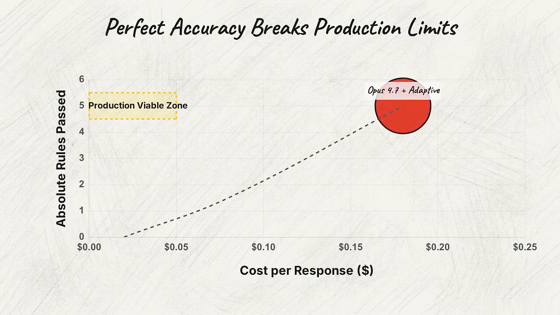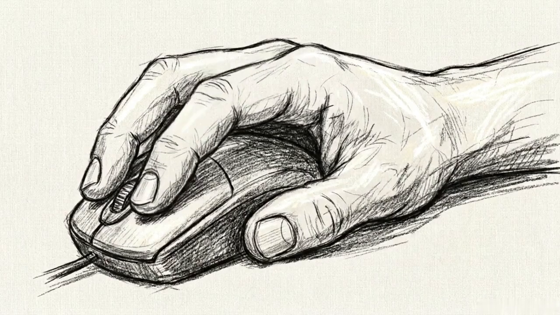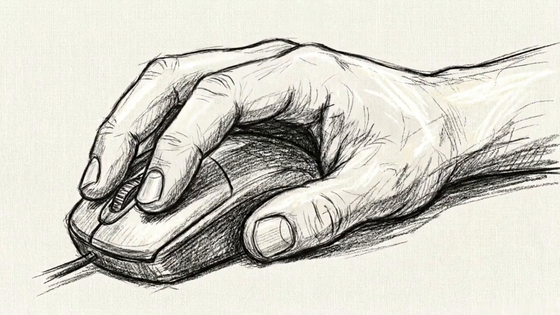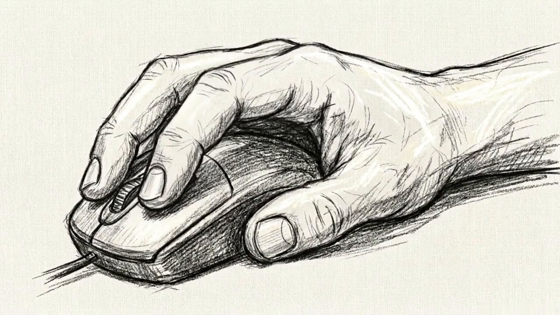The latency spikes to 100 seconds per response, and token consumption triples. The perfect accuracy data point is pushed entirely off the viable bounds of the chart. In a real-world deployment, a system that takes nearly 2 minutes to generate an answer is just as broken as a system that confidently hallucinates.